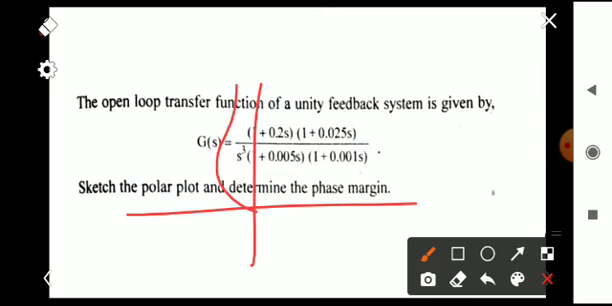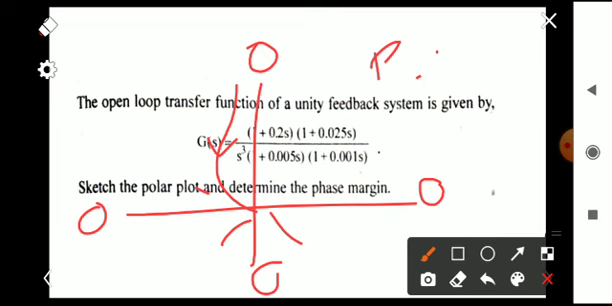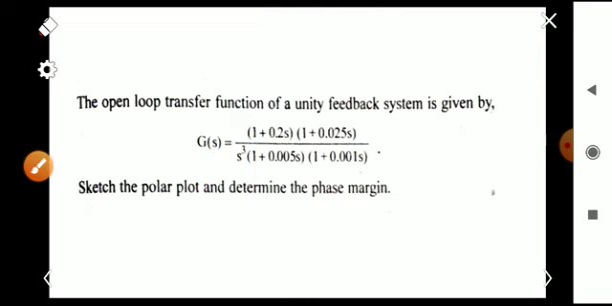We know that a type 0 system starts from here, a type 1 system starts from here, type 2 starts from here, and type 3 starts from here. And for order 1, it will end here, order 2 here, order 3 here. But here zeros are there, so instead of order, we are taking p minus z. That is the only difference. So this is the approximate graph we should obtain.